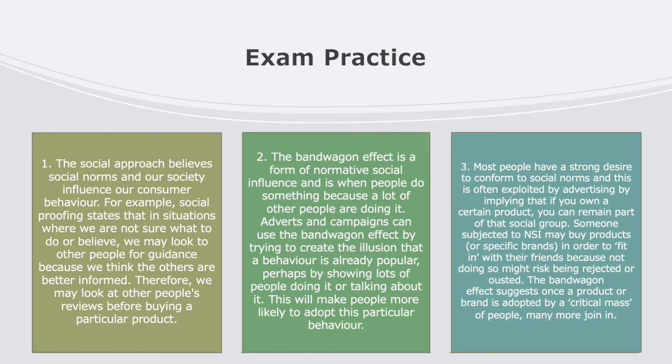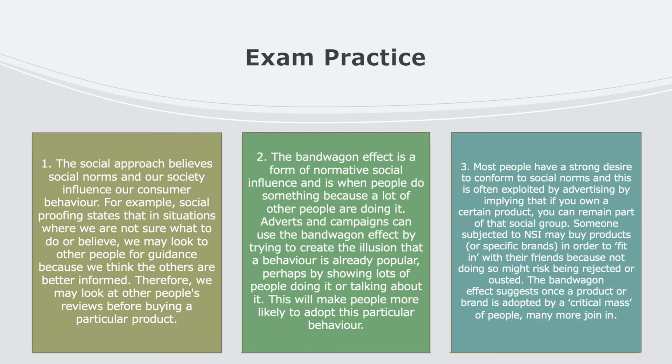Someone subjected to normative social influence may buy products or specific brands in order to fit in with their friends, because not doing so might risk being rejected or ousted by the group. The bandwagon effect suggests once a product or brand is adopted by a critical mass of people, many more join in. So there you go. There's 3 features of the social approach that explain consumer behaviour.